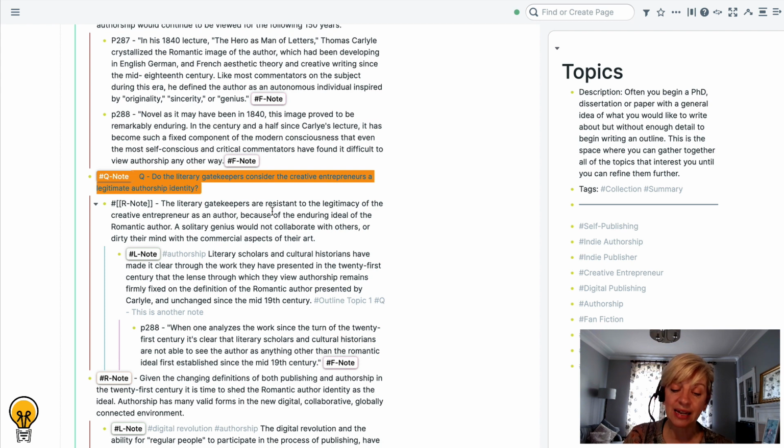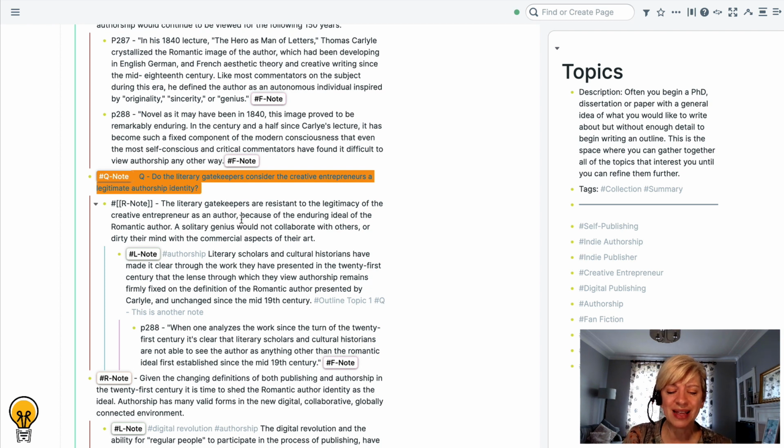So I had this idea from reading this particular fleeting note and this literature note, where they said that literary scholars have made it clear through the work that they have presented that they still believe that the romantic author is really the only definition of author that is valid for literary theory and criticism, right? So I had this idea.